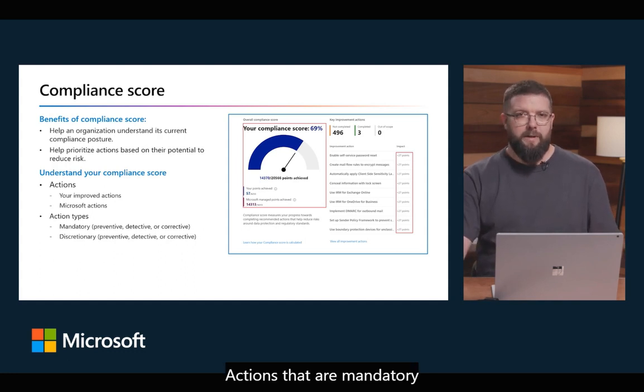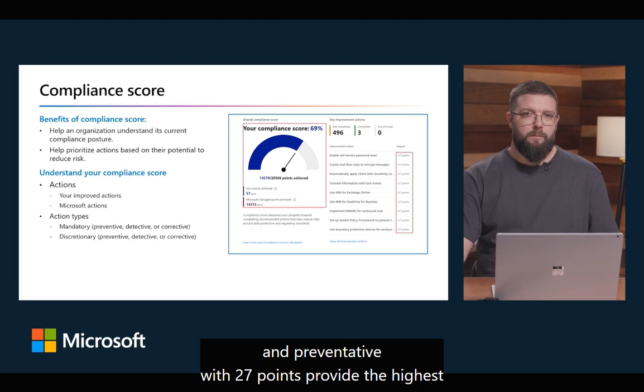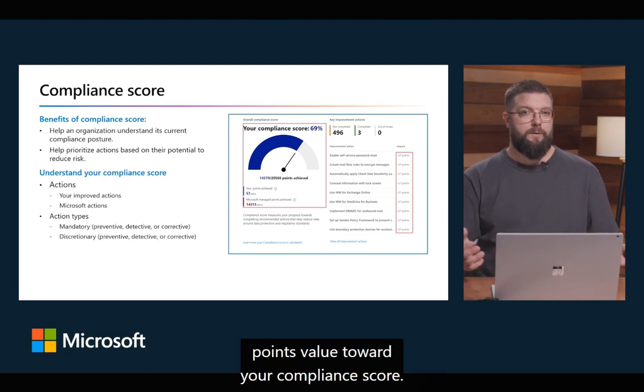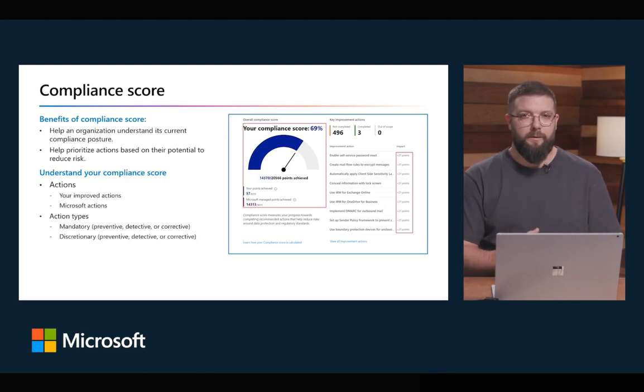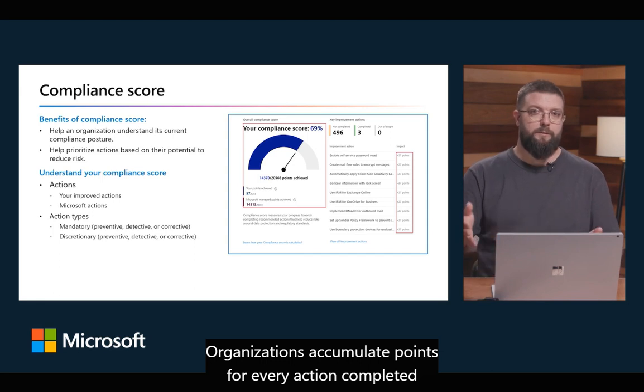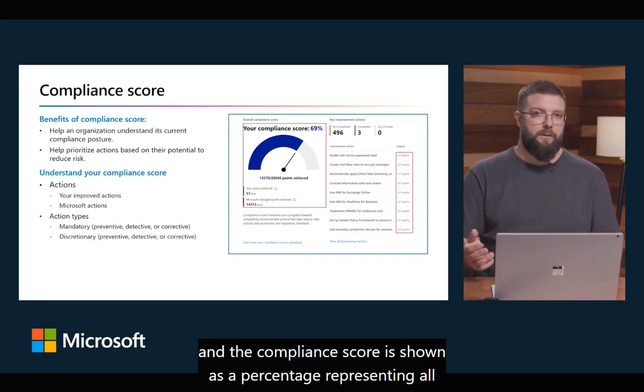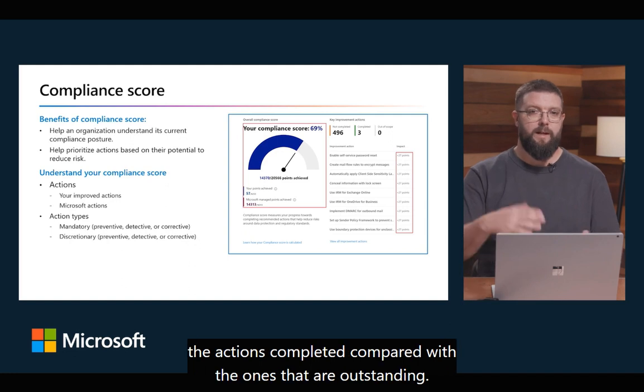And so actions that are mandatory and preventative with 27 points provide the highest points value toward your compliance score. So organizations accumulate points for every action completed, and the compliance score is shown as a percentage representing all the actions completed compared with the ones that are outstanding.